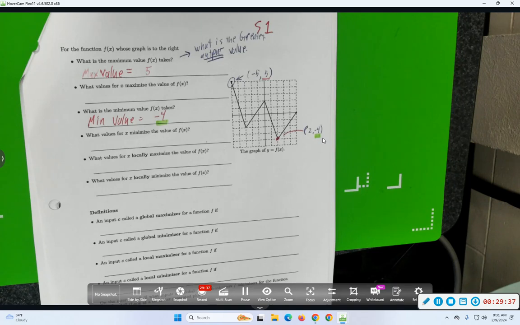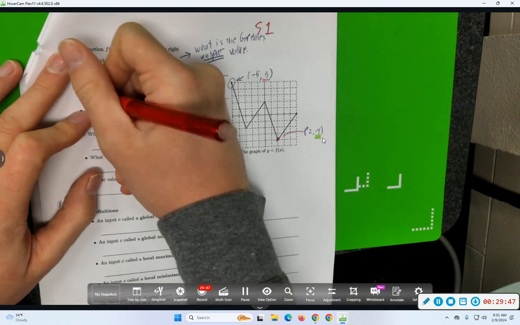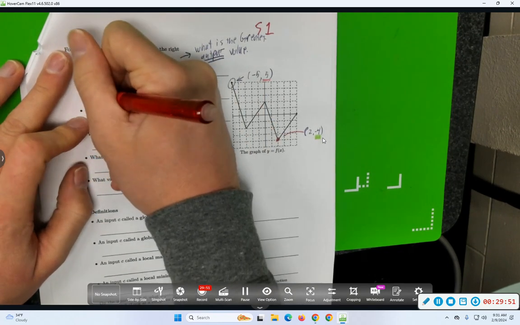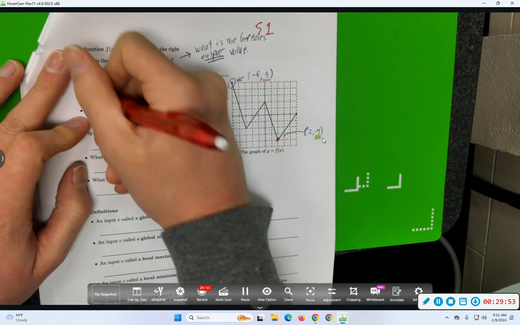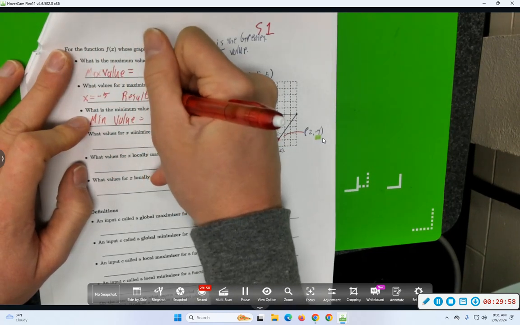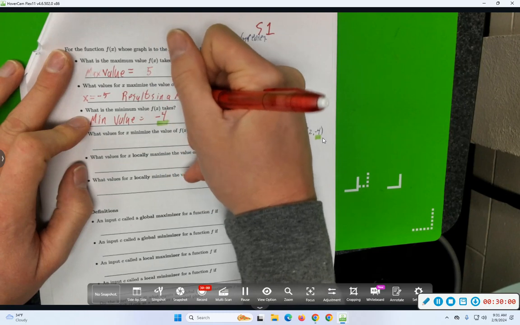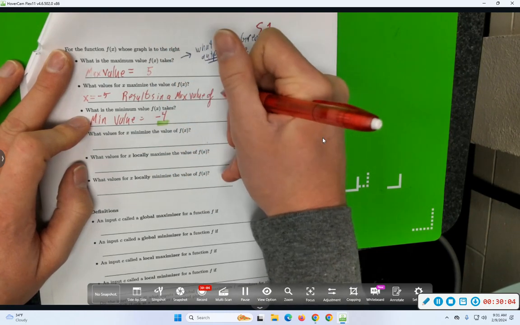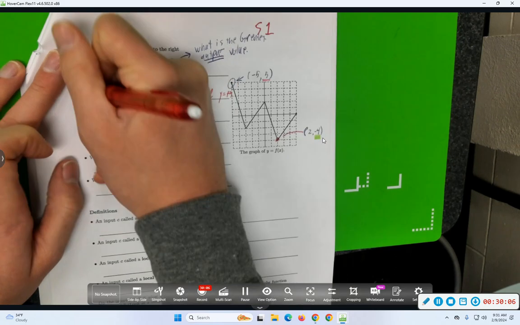Let's see, the maximum output was 5. What input gives you an output of 5? -5. X equals -5 results in a max value of y equals plus 5.